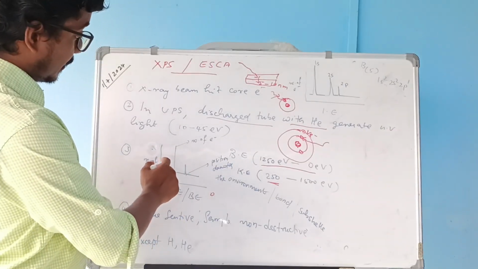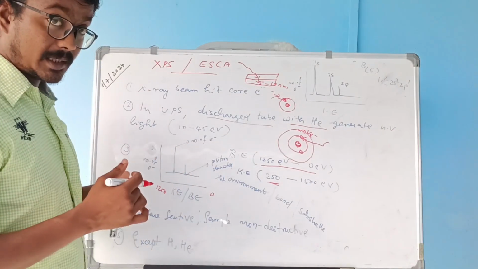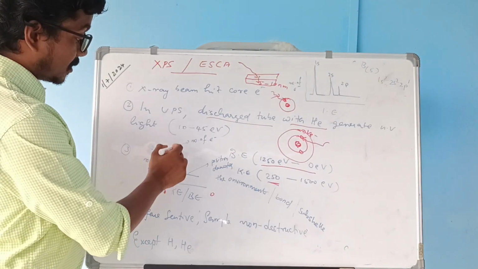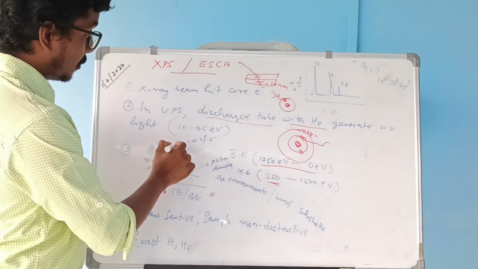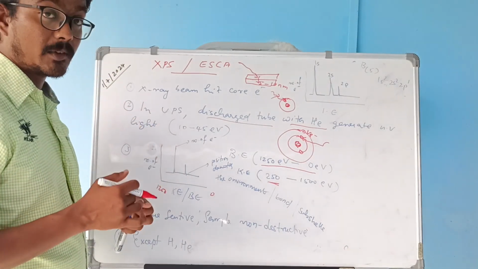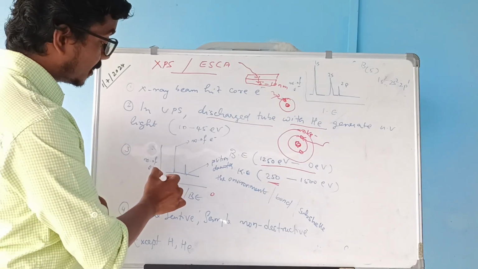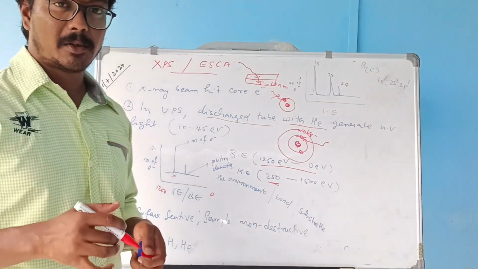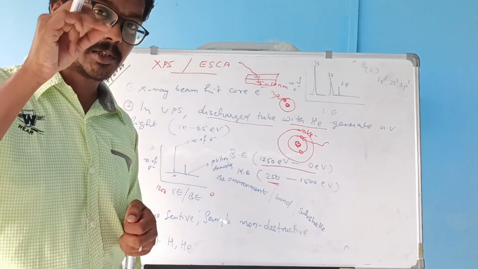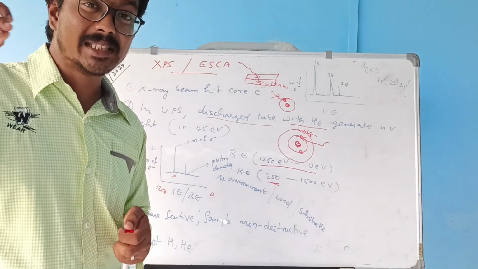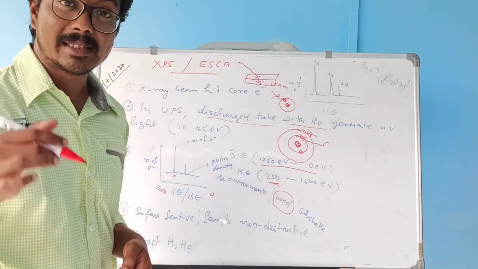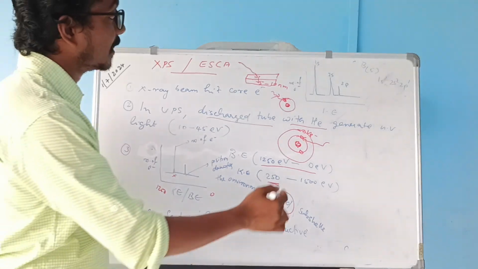And in a spectrum, what does it show? The height of the peak shows the number of electrons ejected, and the position of the peak shows the environment of the atom, that is, which environment in an atom that particular electron belongs to, and the bond type or the subshell type.